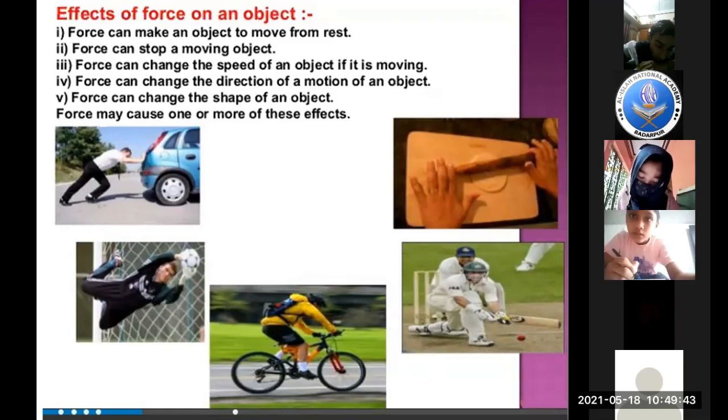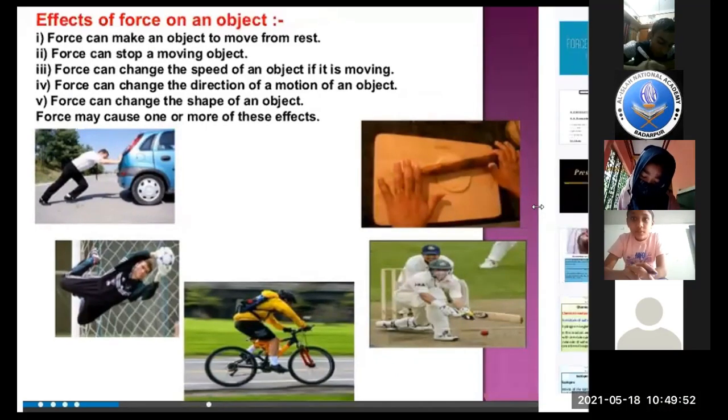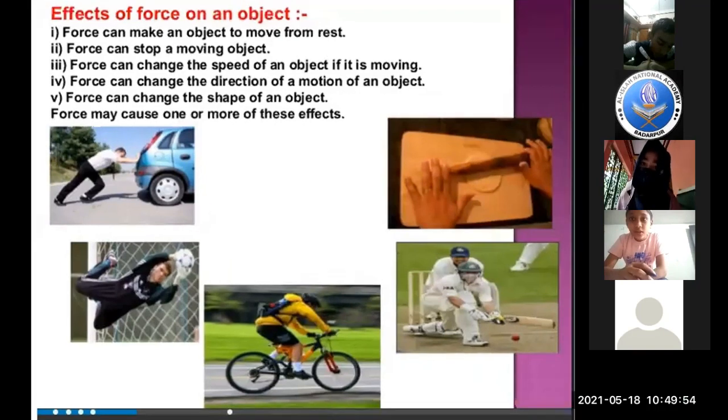Effects of force on an object. Point number 1. Force can make an object move from rest. Point number 2. Force can stop a moving object. Point number 3. Force can change the speed of an object if it is moving. Point number 4. Force can change the direction of motion of an object. Point number 5. Force can change the shape of an object. Force may cause one or more of these effects. Thank you, sir.